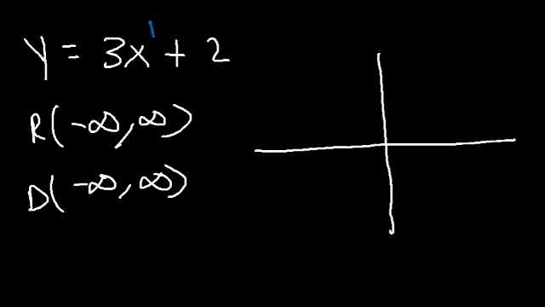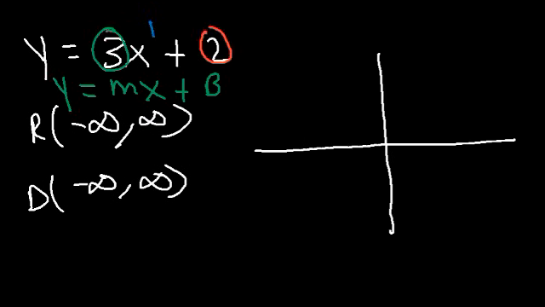So let's graph the function. This is a linear equation in slope-intercept form. y is equal to mx plus b. The slope is 3. The y-intercept is 2.